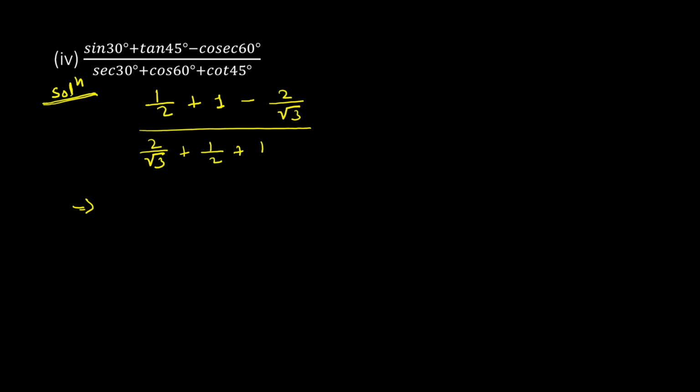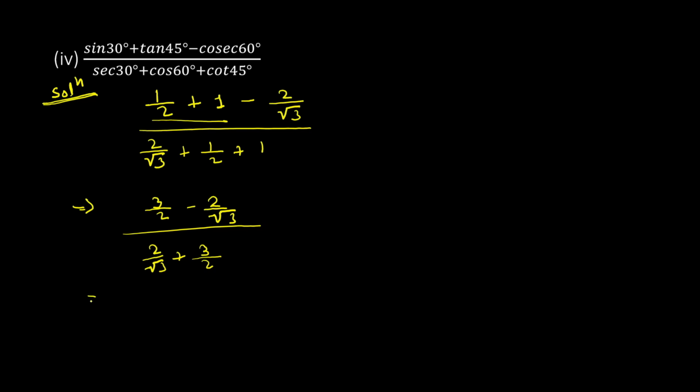We will firstly take the LCM. So 2 root 3. We will firstly solve these two. So it will be 2 1 2 plus 1 3, 3 by 2, minus 2 root 3 upon, and 2 1 2 plus 1 3, 2 by root 3, plus 3 by 2. It is something like this.